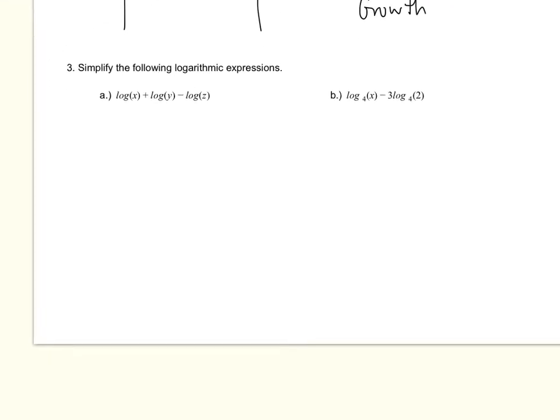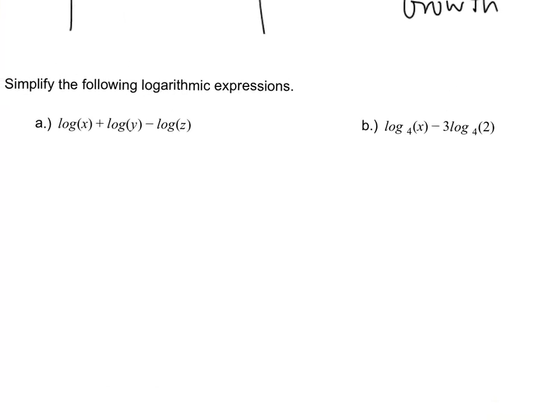Okay, let's look at number 3. 3 says simplify the logarithmic expressions. Now simplifying the logs, there were a couple rules. We'll kind of rehash those right here. The 3 rules for logs that were the main ones said if we had log of A plus log of B, then I could rewrite that as a single log of A times B.